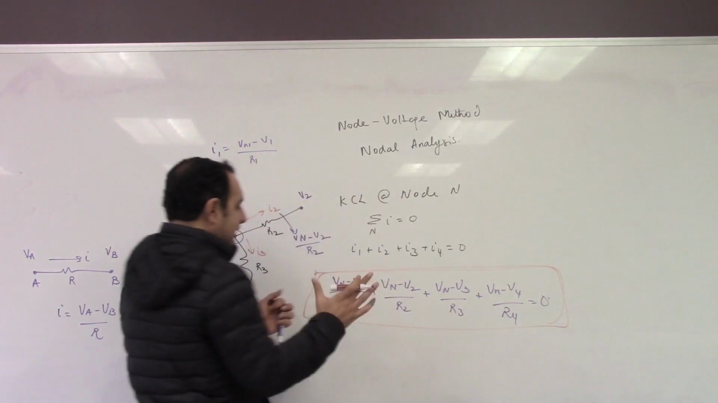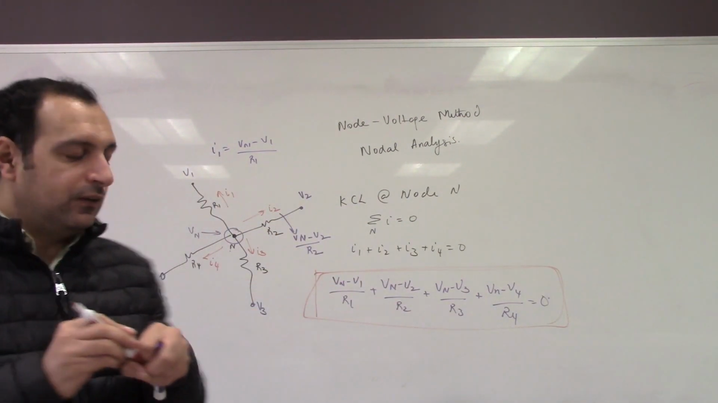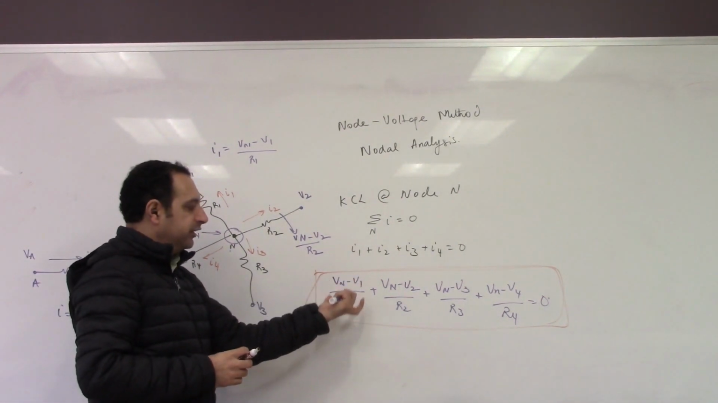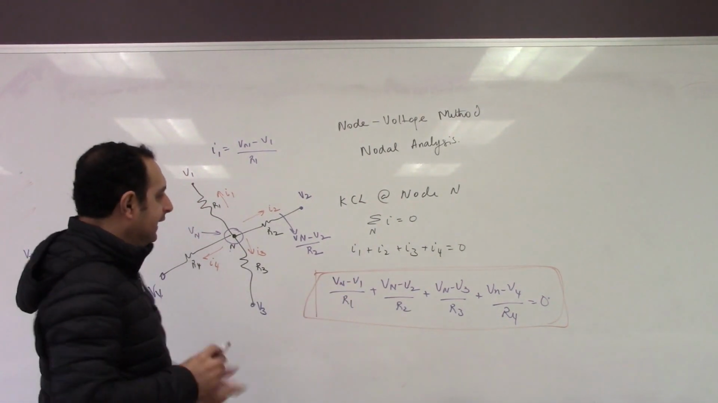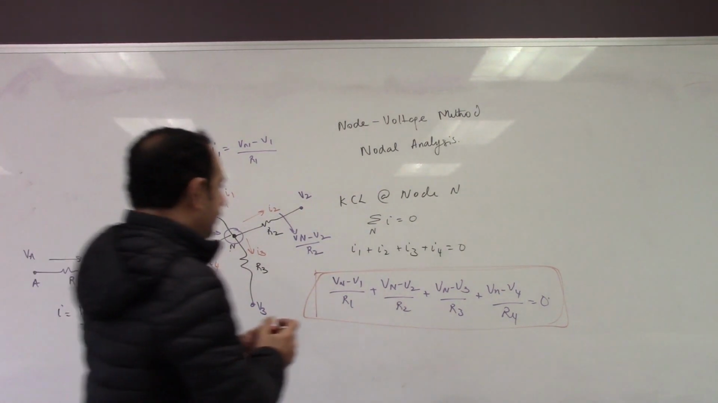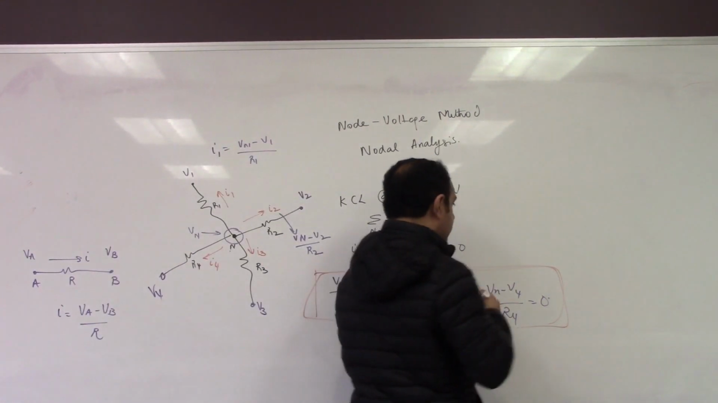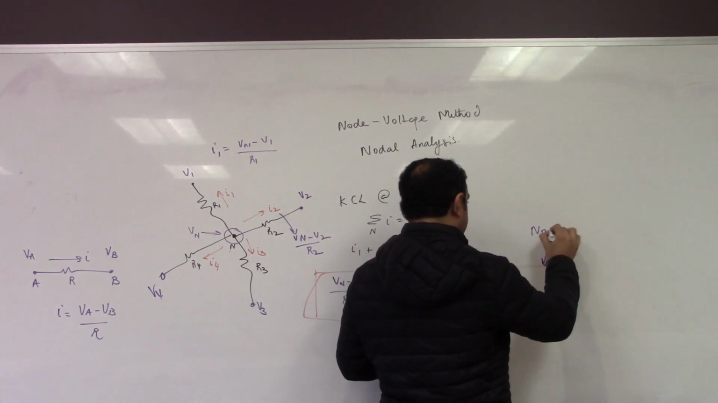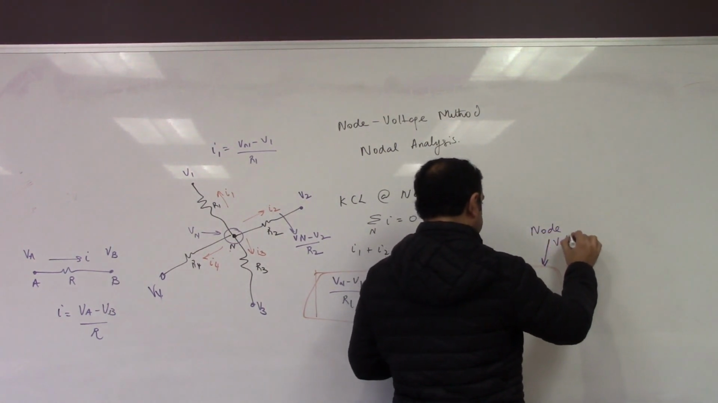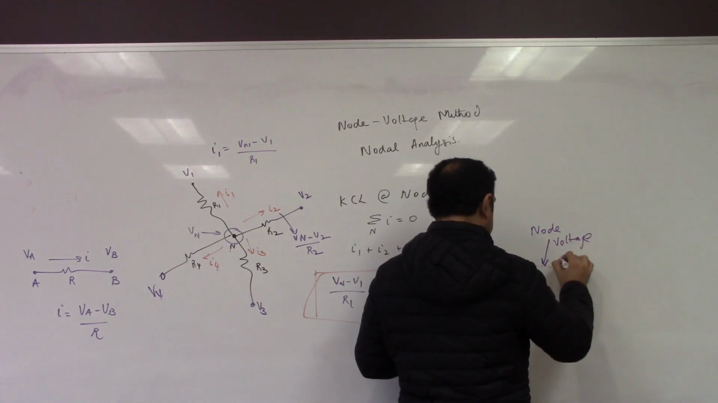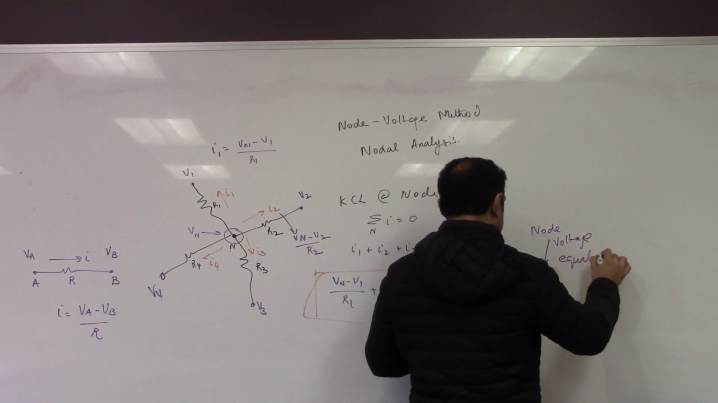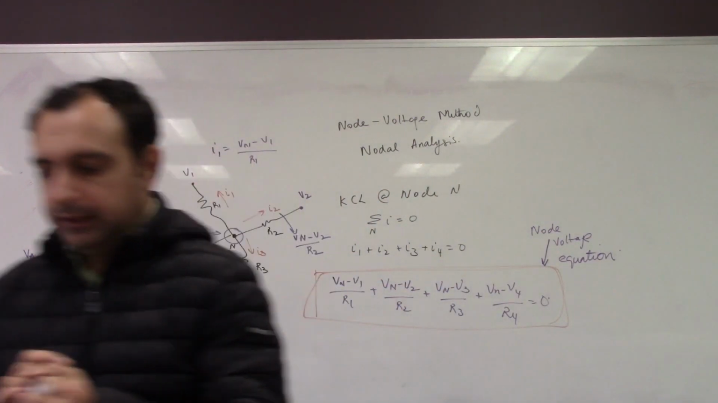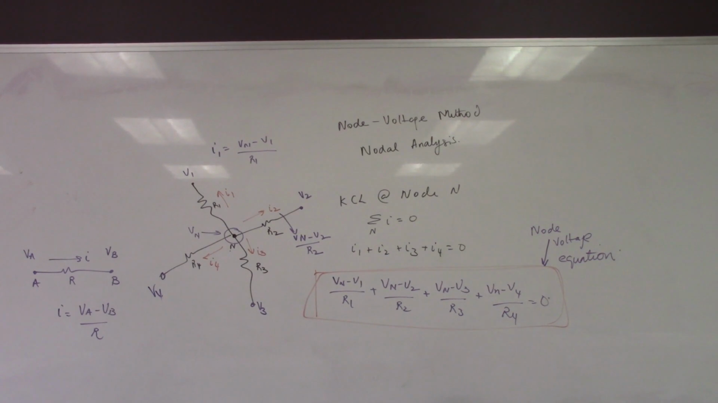Okay. This is nothing but your KCL. Only thing is, instead of writing the currents, we write it as the difference of voltage divided by the resistance. Okay, that's it. This is your node, or we call this the node voltage equation. There is nothing else to it.